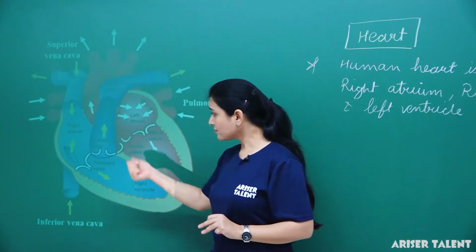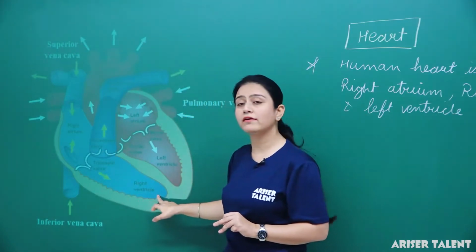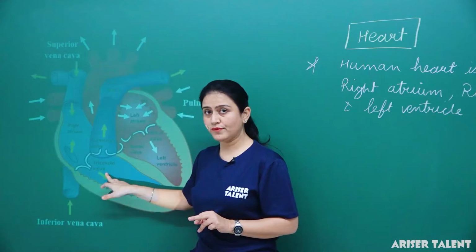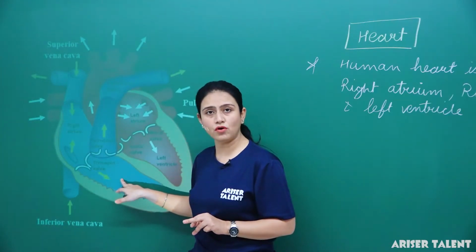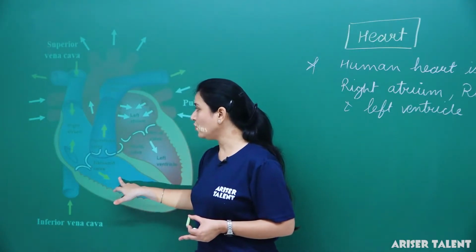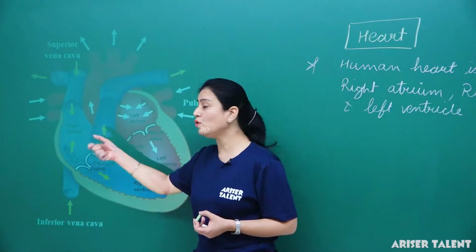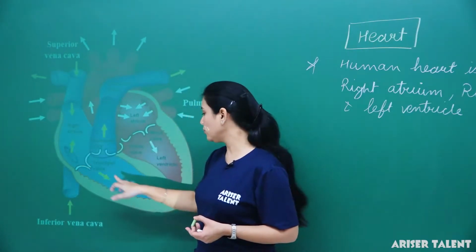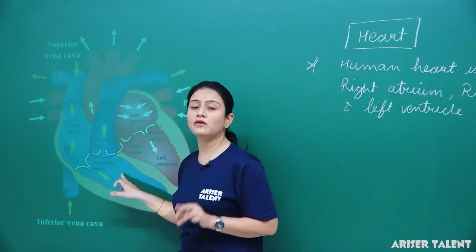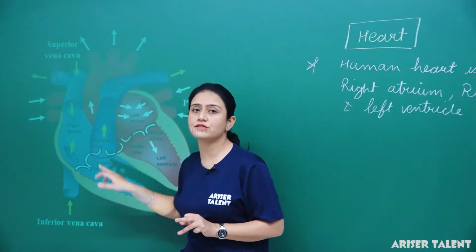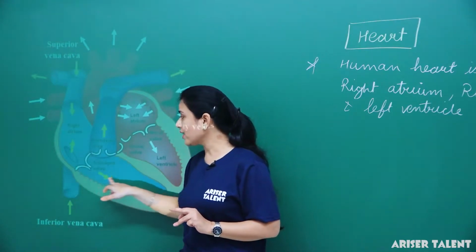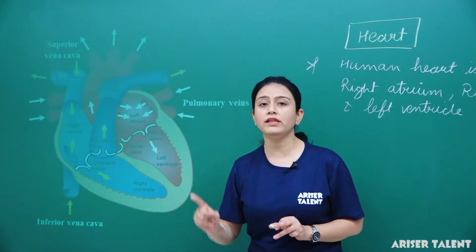Clear? Now we can see the right atrium and right ventricle are separated by a septum, but here you can see a valve. This valve is known as the tricuspid valve. Now what is the function of this tricuspid valve? This tricuspid valve allows the flow of blood from the right atrium to the right ventricle. Thus we can say that this tricuspid valve allows the flow of deoxygenated blood from the right atrium to the right ventricle. It allows the flow of blood only in one direction.